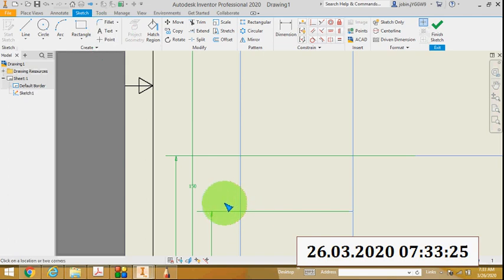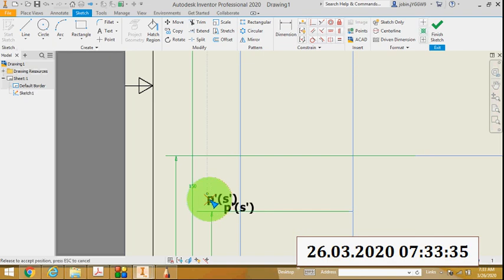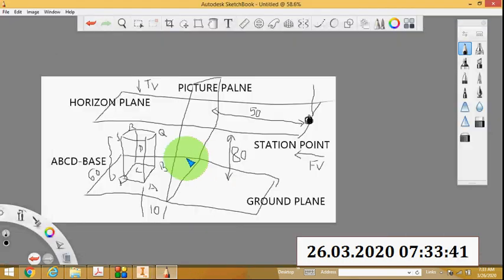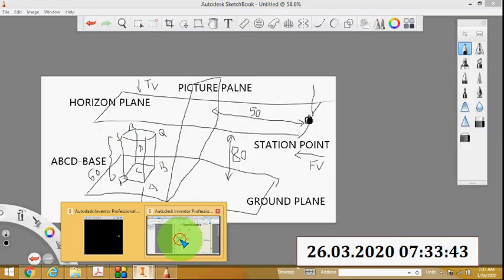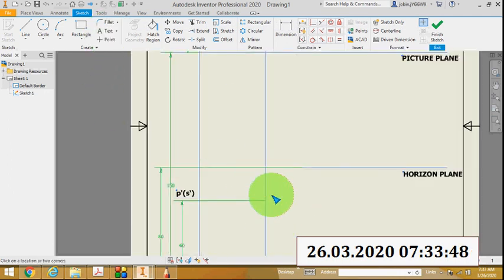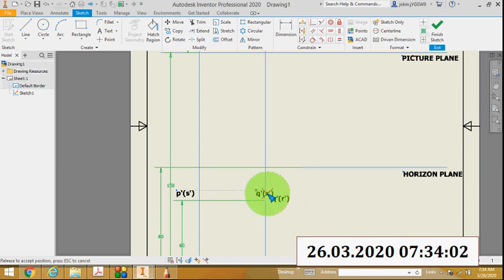So this is the name of this point, P dash bracket S dash. That means P is visible, S is invisible in the front view. Then the next is Q visible, R invisible. So here mark Q dash bracket R dash. So that is the top points, P, Q, R, S. Completed.